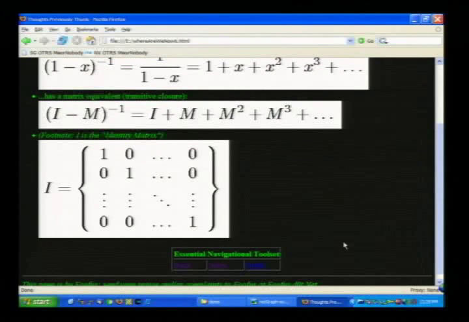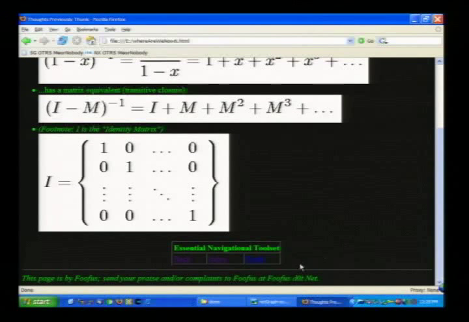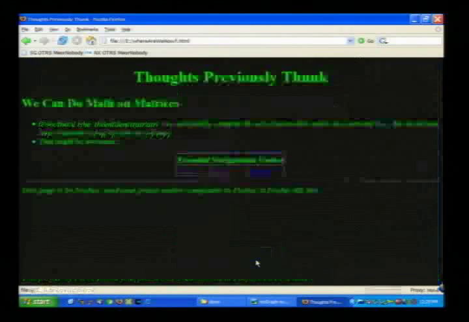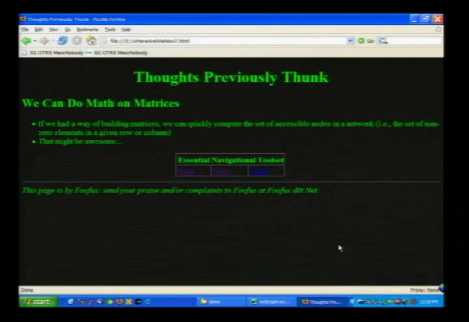And what this allows us to do is compute something called closure, or transitive closure, on our graph. In other words, we can take an individual adjacency matrix and ask: regardless of the length of the path, can you get here from there? If you have a 0 in that matrix, you can't get there, and if you have anything else, you can get there. So if we had a way of building matrices, we could quickly compute the set of nodes that are accessible on a network. So the set of non-zero elements.